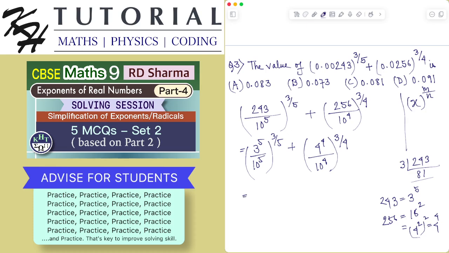So now 3 to the power 5 divided by 10 to the power 5, I can write as 3 by 10, whole raised to the power 5, and outside we have 3 to the power 5.